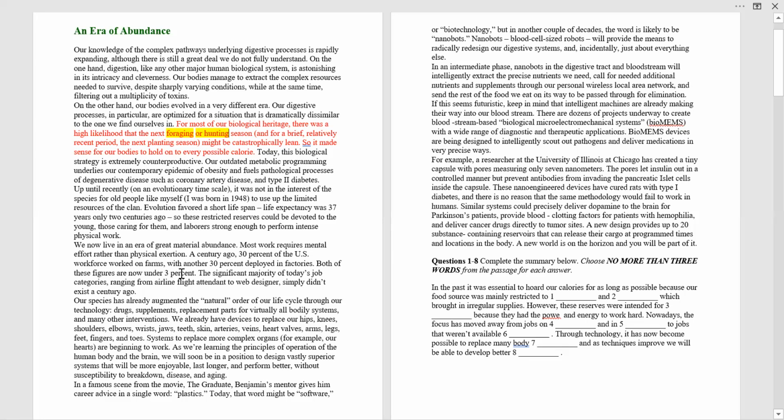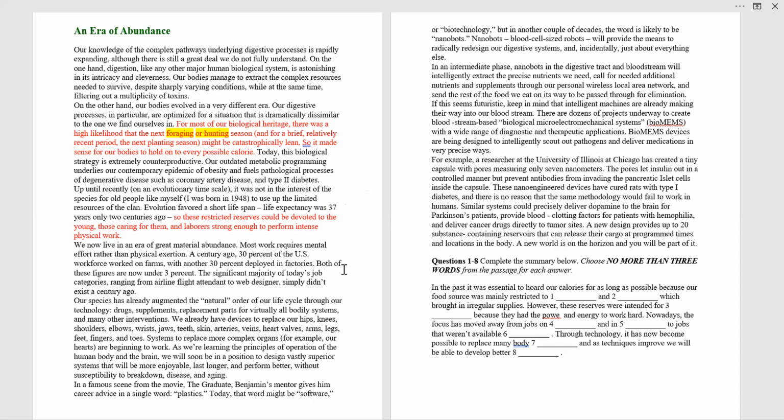Okay, so if I go through these sentences, they sound similar to the statement in the question, but I'm not pretty sure what to pick as my answer right now. So what we'll be doing is looking here. It says these reserves were... So they're also talking about some restricted reserves, right? Could be devoted to young, those caring for them, and laborers strong enough to perform intense physical work.